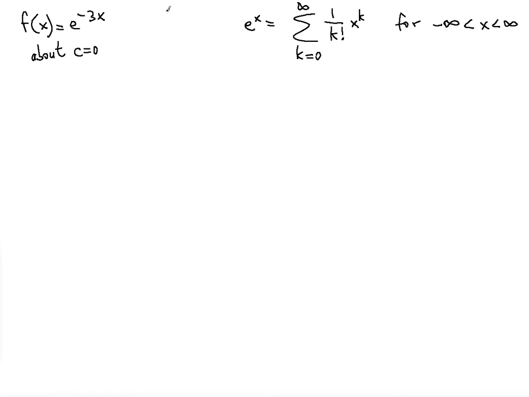Okay, so let's try to transform this into that. For e to the negative 3x, we will simply copy down the 1 over k factorial and then replace the x with a negative 3x. So it's going to be negative 3x to the k, because here e to the x is replaced with negative 3x. So we must do the same thing after the summation as part of the series.